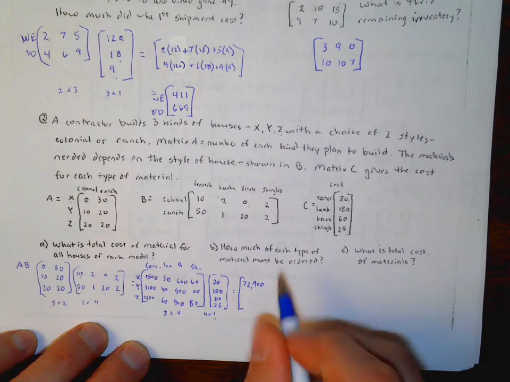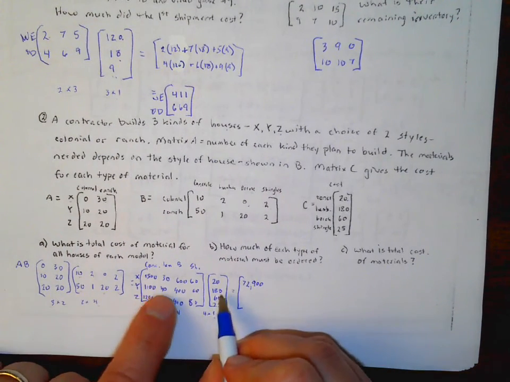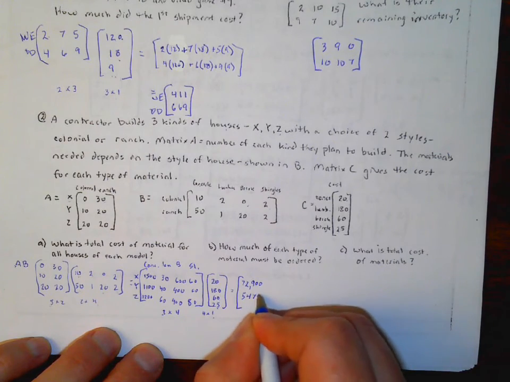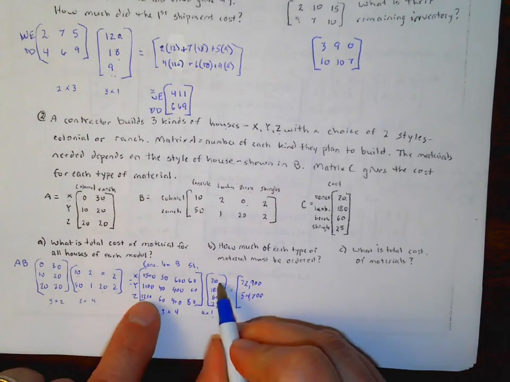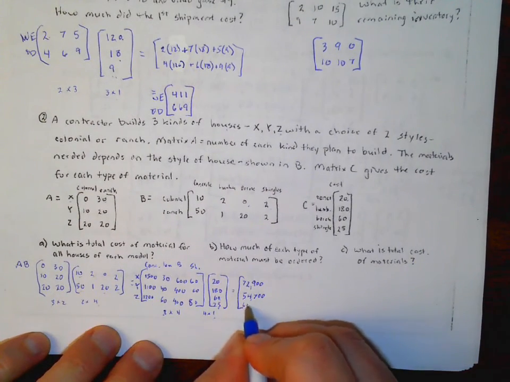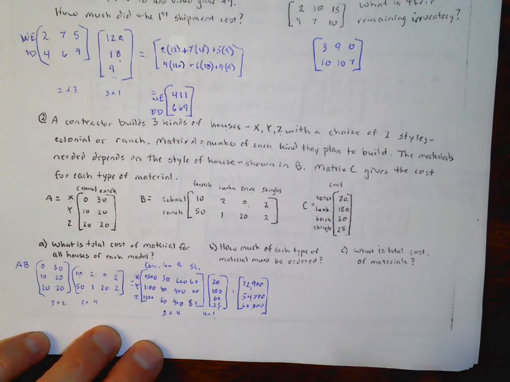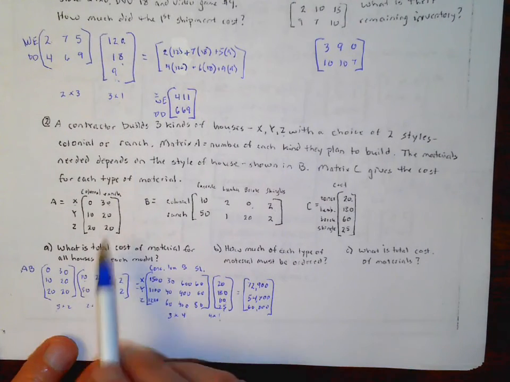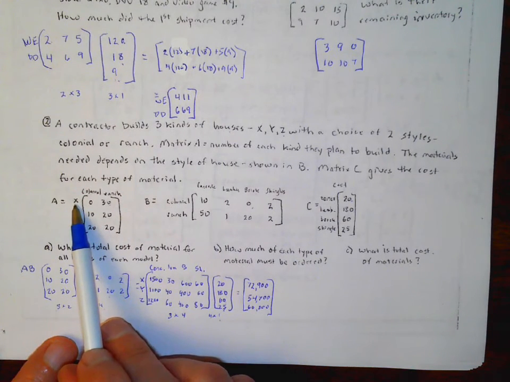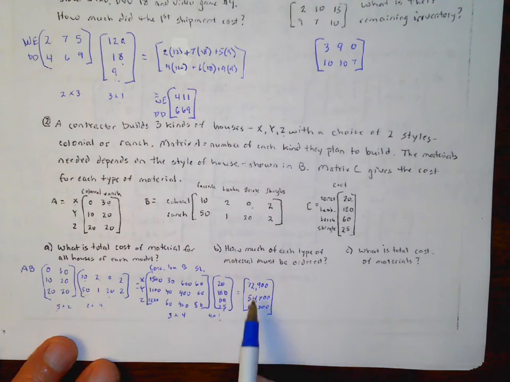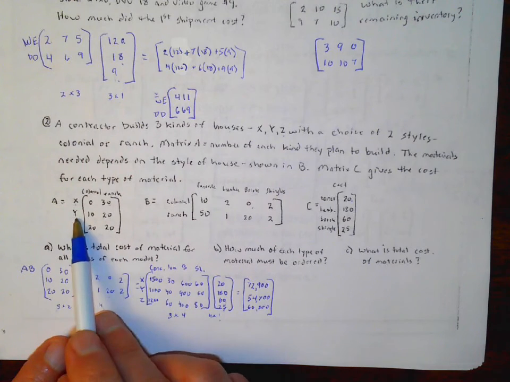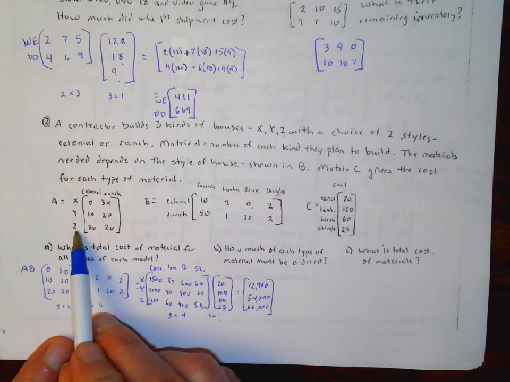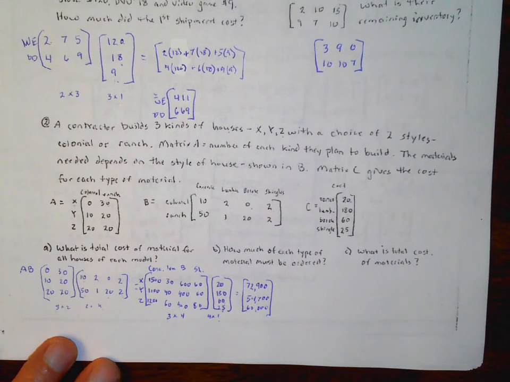$72,900. And if I do that times that times that times that, $54,700, $50,700, and this and this, this and this, $60,800. Okay, so there is the total cost for all the houses. So when I build X, all these X houses, these 30 ranch houses, that's how much it's going to cost. In Y, if I build 10 colonial and 20 ranch, that's how much it's going to cost. And Z, 20 of each, that's how much it's going to cost.